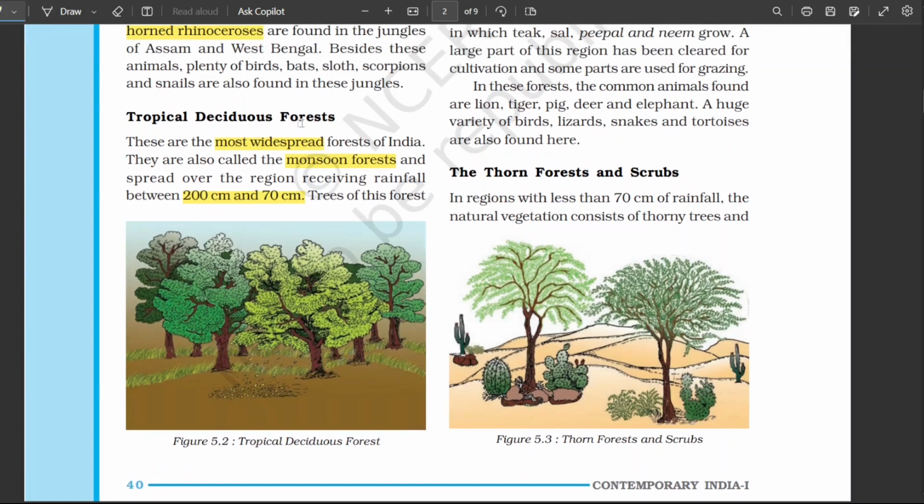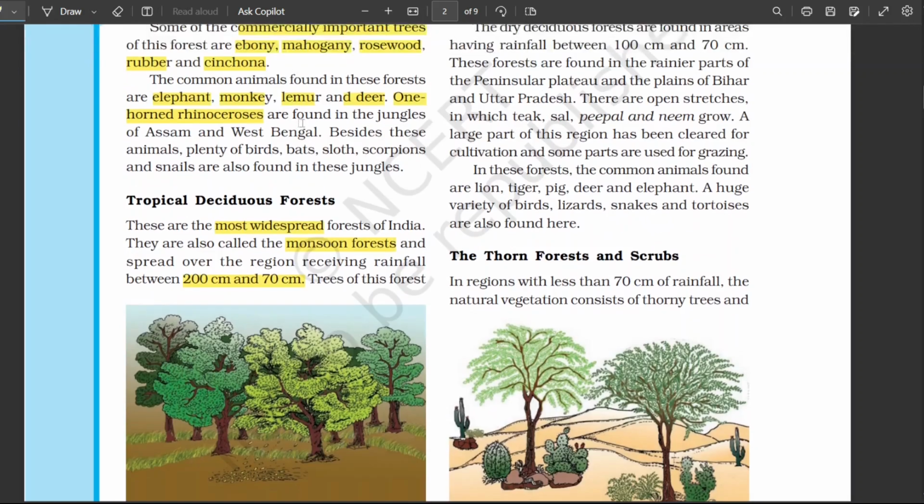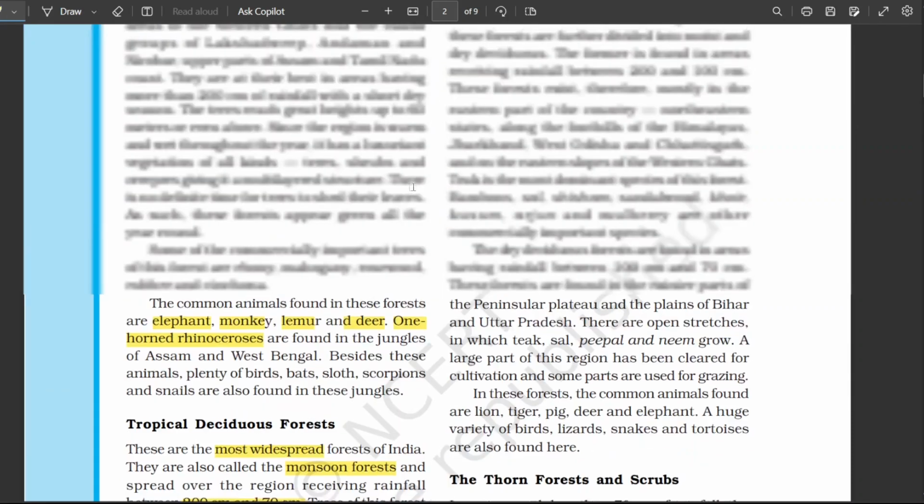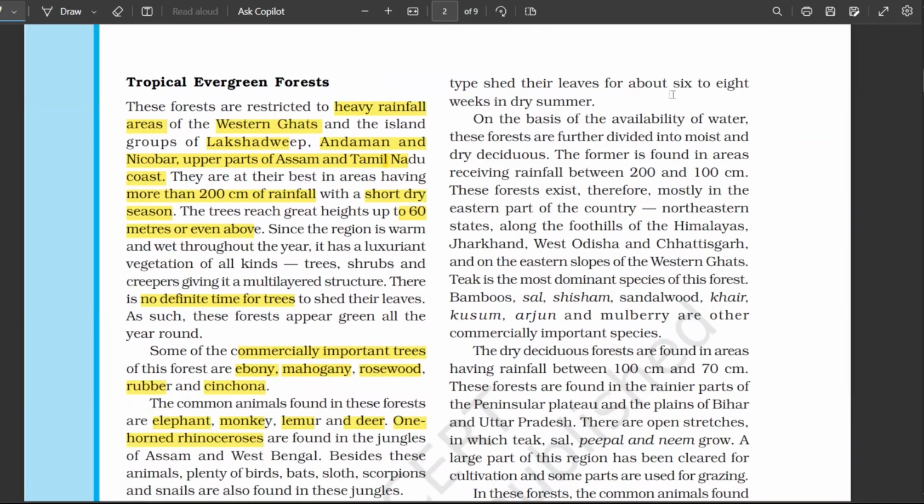तो पूरे नॉर्थ इंडिया में और इन सब जगह पे आपको करीब करीब जहाँ भी मॉडरेट रेनफॉल था वहाँ पे आपको ये फॉरेस्ट मिलेगा. Trees of this forest shed their leaves for about 6 to 8 weeks in dry summer.